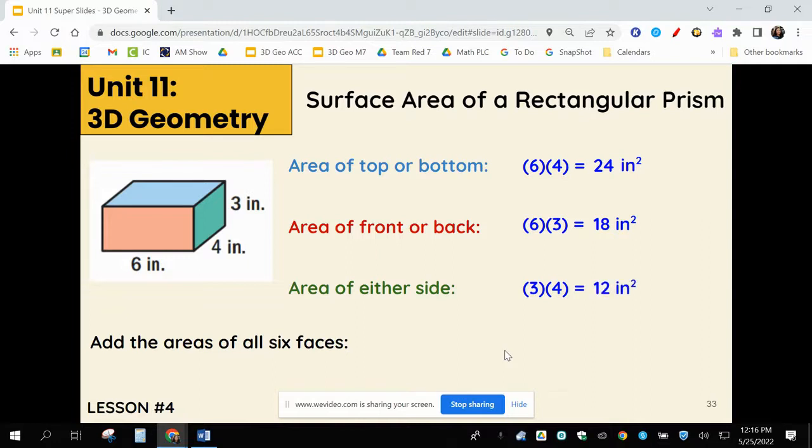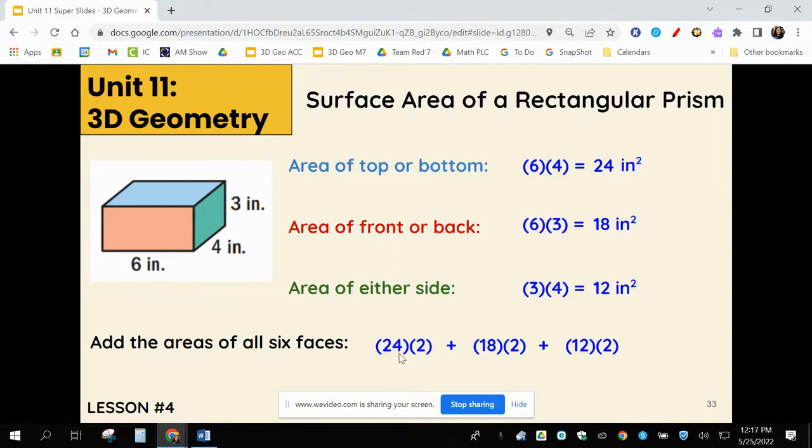Now that we know the area of the top is 24, I need to multiply that by 2 to account for the top and the bottom. So I'm going to do 24 times 2 plus, if I know the front is 18, the back also must be 18, so 18 times 2 plus, if I know the side area is 12, then the other side area must be 12, so 12 times 2. Now we're going to multiply those and add them together.